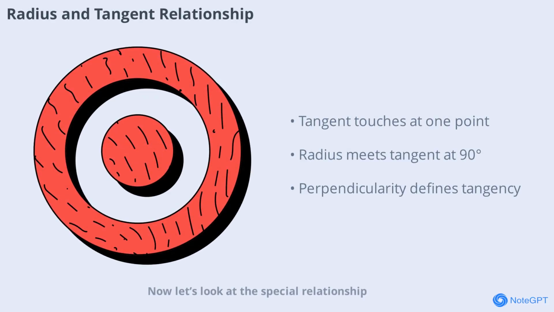Now let's look at the special relationship between a circle's radius and its tangent. At the point where the tangent touches the circle, the radius drawn to that point is always perpendicular to the tangent. This means they meet at a right angle, forming a 90-degree intersection. Conversely, if a line is perpendicular to the radius at its endpoint on the circle, that line is guaranteed to be a tangent. This perpendicularity is a key property used in proofs and problem solving, making it essential for students to remember. Understanding this relationship helps in identifying tangents and solving related questions with confidence.